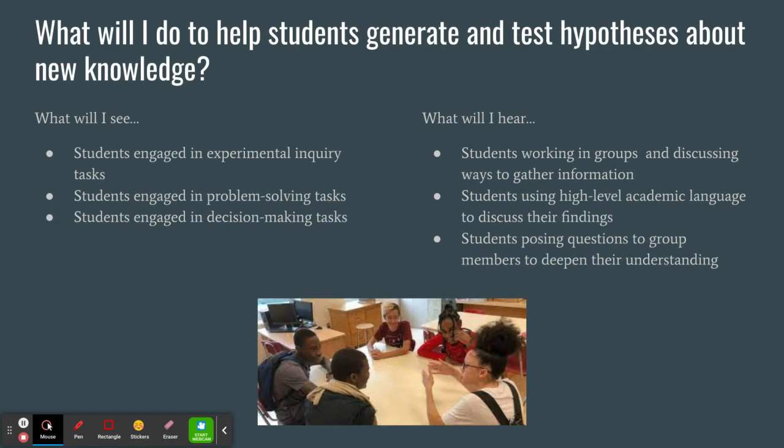In classrooms that effectively help students generate and test hypotheses about new knowledge, you would see students engaged in experimental inquiry tasks, problem solving tasks, and decision making tasks.